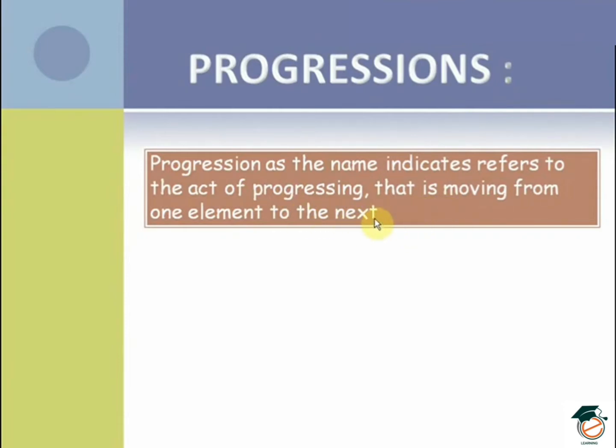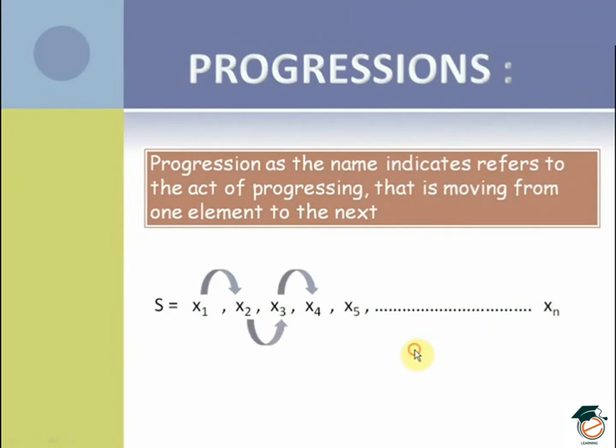So, if we have a sequence or a series in which we have got a number of terms or elements, then the act of progressing or the movement from one element to the other is known as progression. For example, if we have a sequence S which has n terms, x1, x2, x3, x4, x5 and so on up to xn, then the act of progressing from one element to the other is known as progression. So we are progressing or moving from one element to the other.